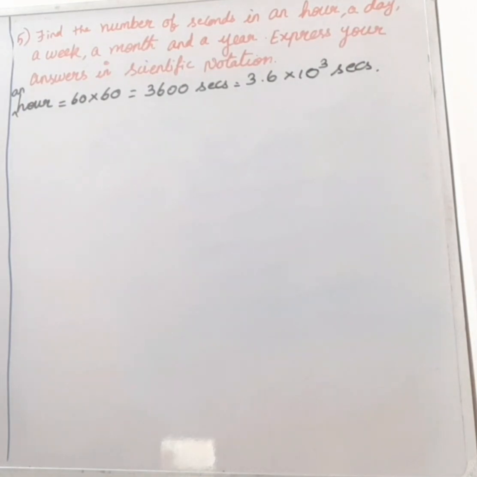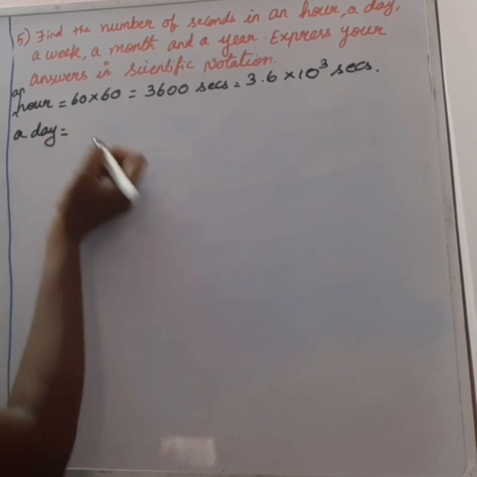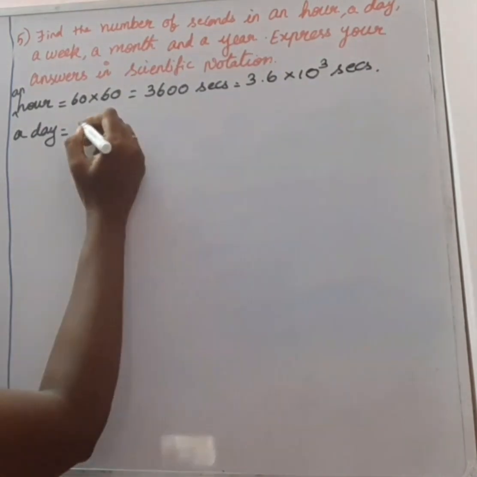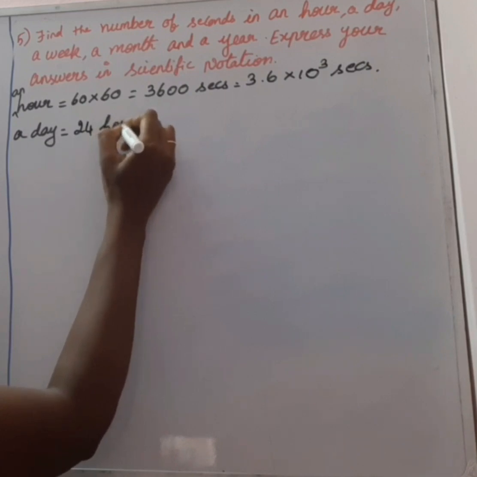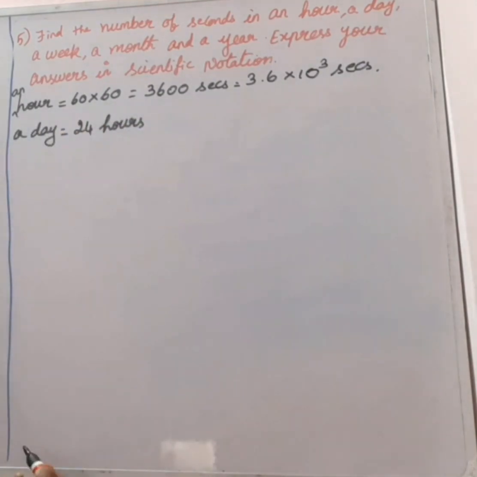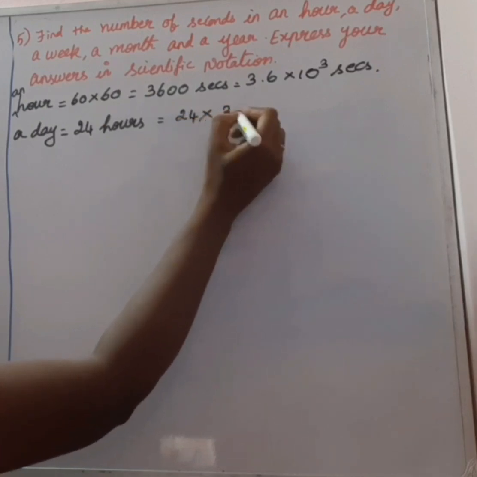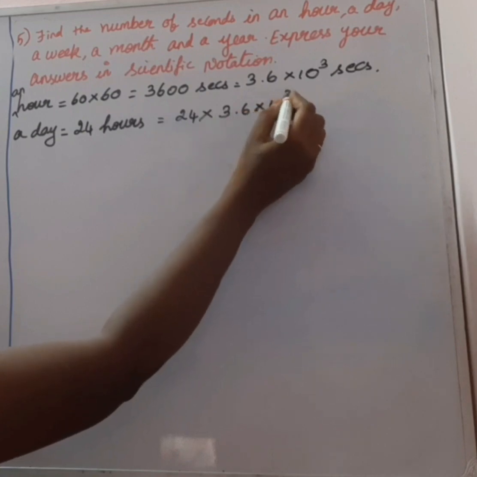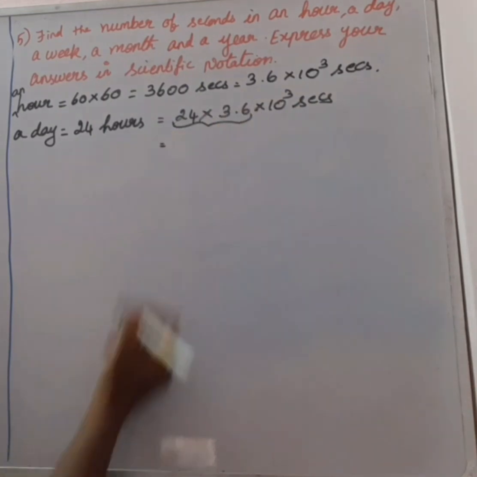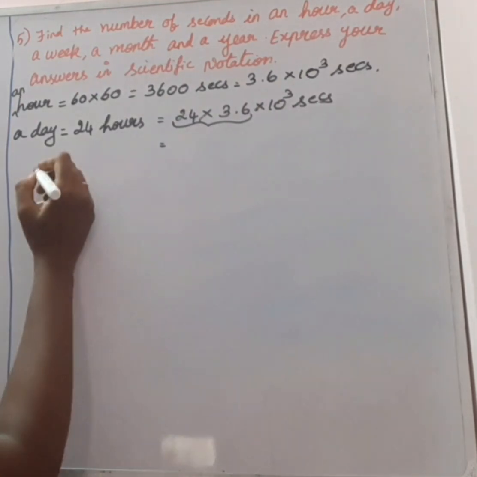Okay. So the next one is a day. For 1 day, how many hours? 24 hours. Already we found the seconds for 1 hour. So what's the next step? 24 into 3.6 into 10 power 3 seconds. So multiply these two. What do we get? 24 into 3.6.